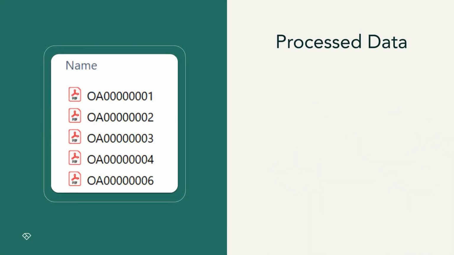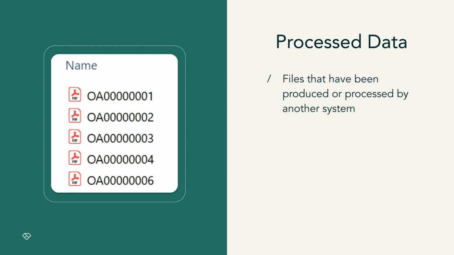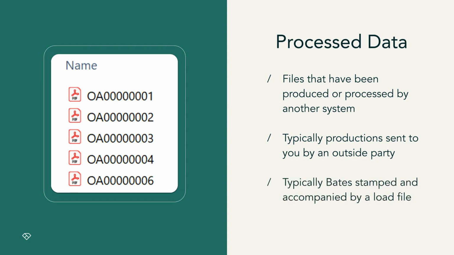This video focuses on process data, or data that has been processed by another system like Everlaw before. It is not coming directly from its original source like native data. Instead, processed documents usually come from an outside party and usually have a Bates number. However, there are exceptions to both of these rules.